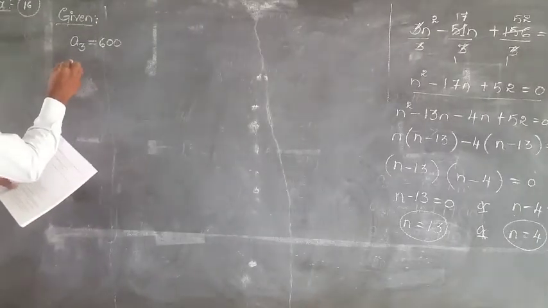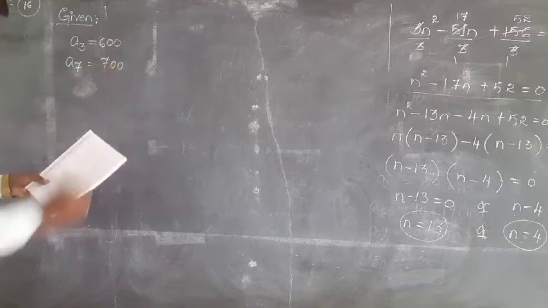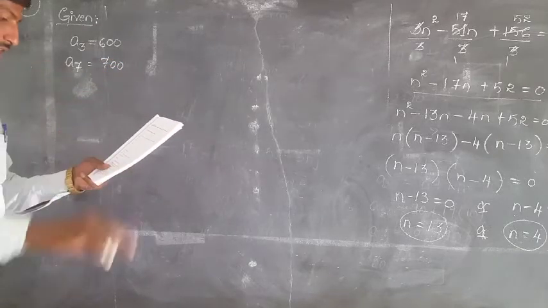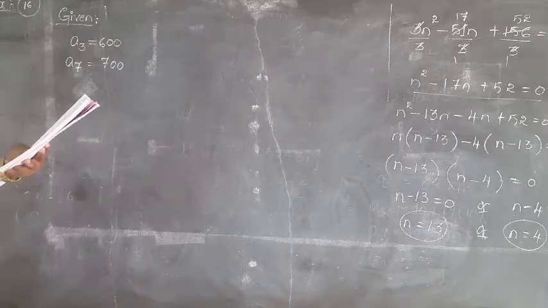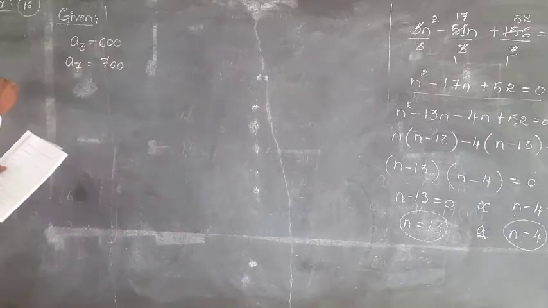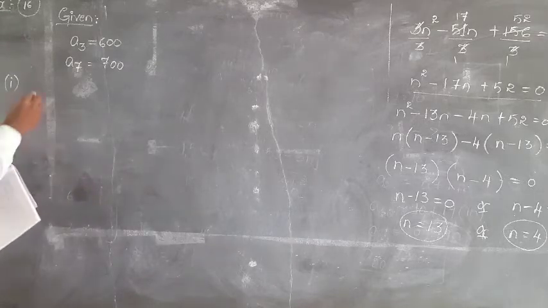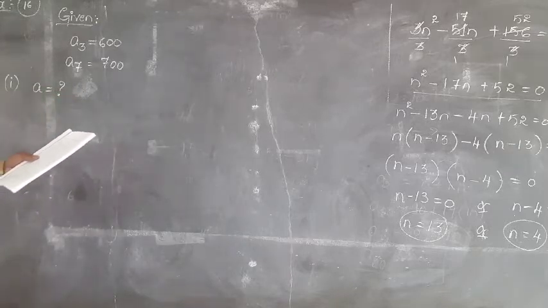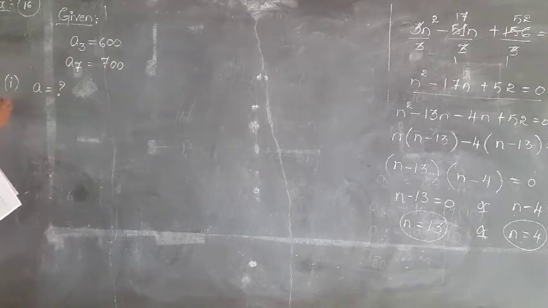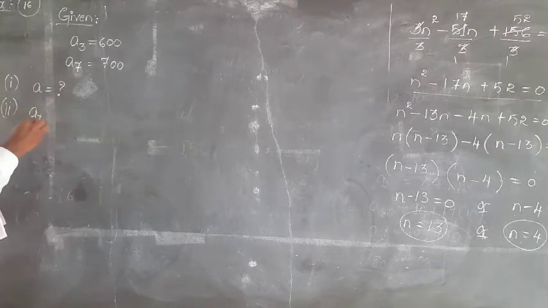The seventh year means A7 is equal to 700. Assuming that the production increases uniformly by a fixed number every year, find in the first option the production in the first year, which means the value of A is question mark. Next, in the second option, he has to find the production in the 10th year, which means A10 is equal to question mark.